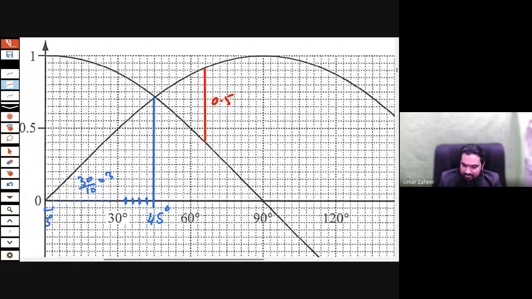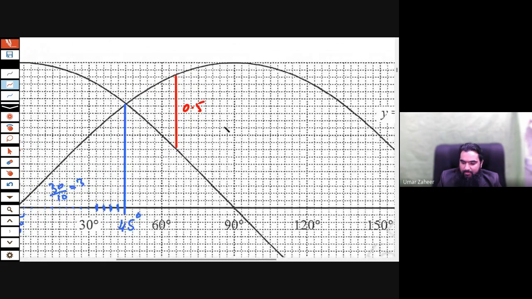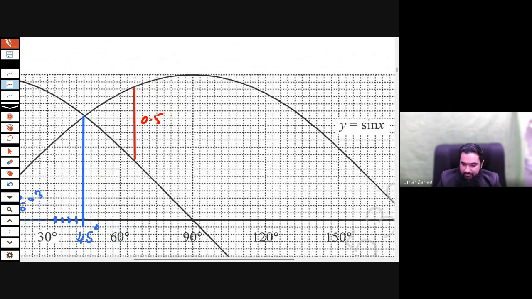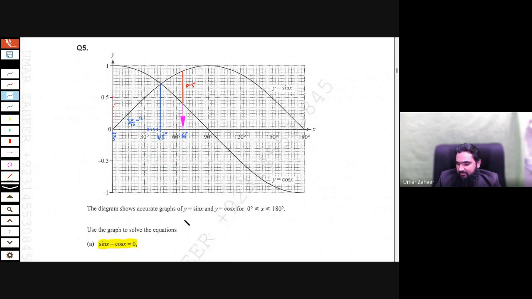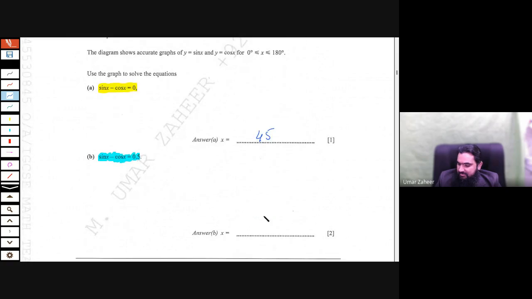You can count the blocks 1, 2, 3, 4, 5, 6, 7, 8, 9, 10, or you can use the scale. It's up to you. At this point, you get the difference exactly equal to 0.5. So let's go down and check the point. The point is 63, 66 degrees. The final answer is 66 degrees.